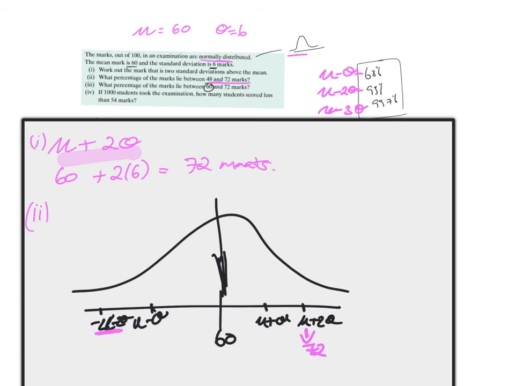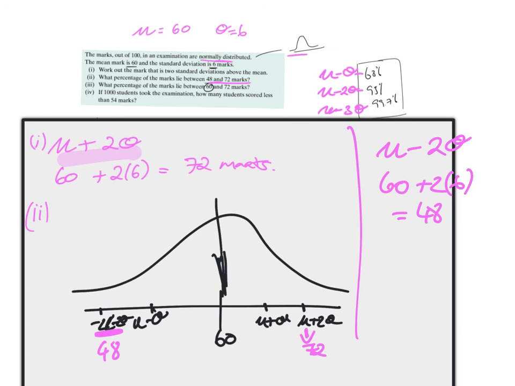So I'm going to check what is the mean minus 2 standard deviations. Let's see what that would be. It would be 60 minus 2 times 6, which would be 48. So that's perfect. So what percentage lies between 48 and 72? It is the 2 standard deviations, so the mean minus the 2 standard deviations. So my answer for number 2 is 95%.